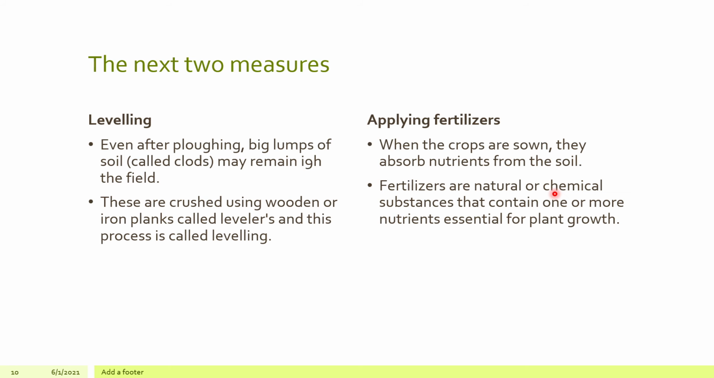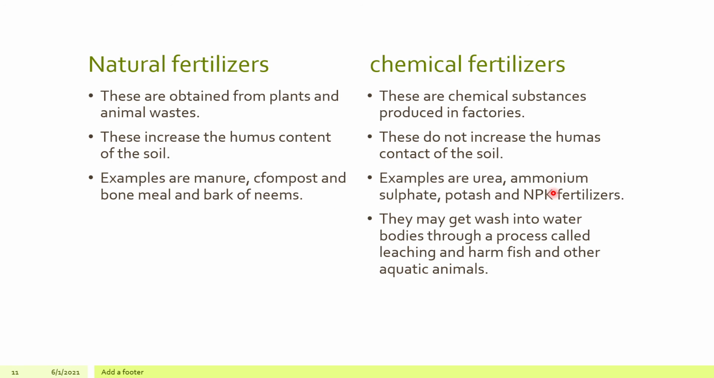Okay, now we study about the natural fertilizers and chemical fertilizers, one by one. Natural fertilizers, these are obtained from plants and animal waste. So simply they are obtained from plants and animal waste like cow dung. Okay, and chemical fertilizers, these are chemical substances produced in factories. Okay, factories के अंदर ये produce होते हैं.